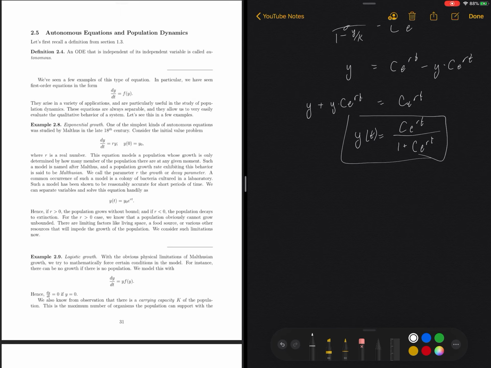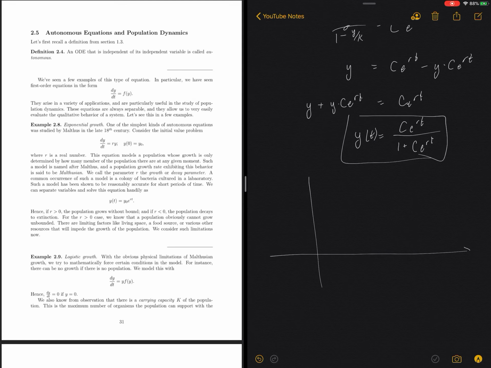This is a solution for logistic growth. Now, does anybody know what that looks like just off the top of their head? I sure didn't when I first saw this. So what I'd like to do here is show you that this particular solution, it's a general solution, I suppose, has a particular form. And if I were to plot this, I would see that there are actually constant solutions to this equation.